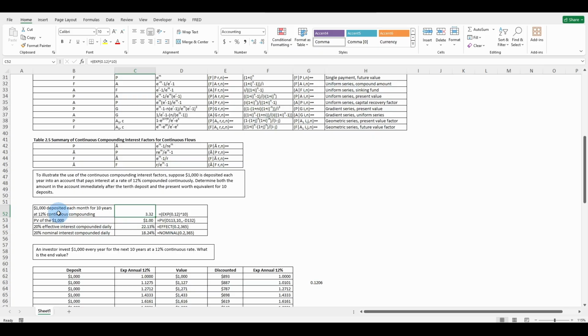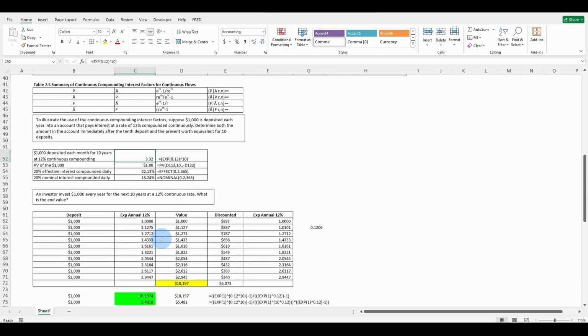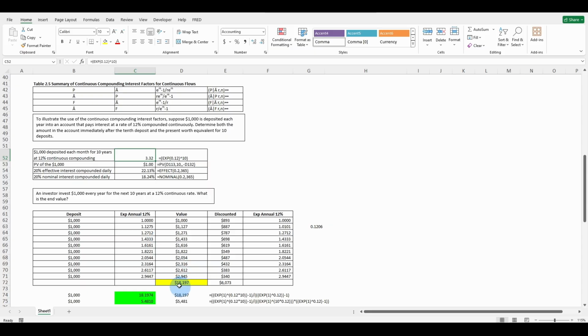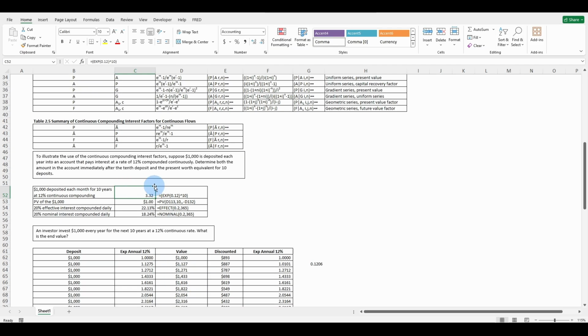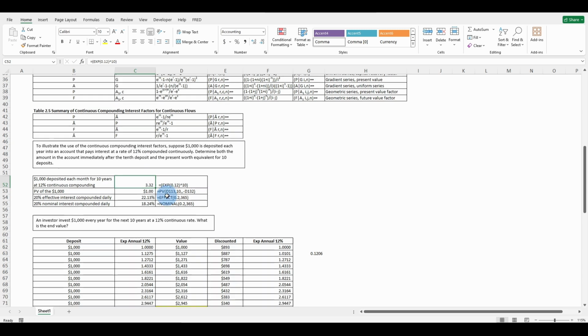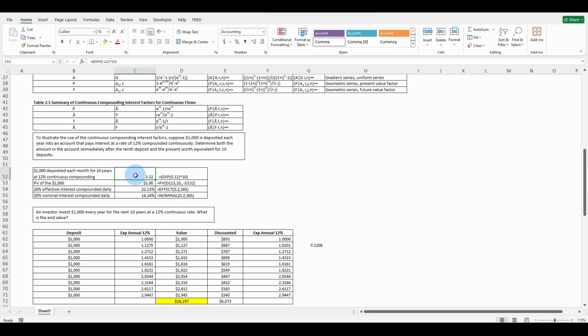All we're doing now is just determining the factor, because $3.32 wouldn't show the value. So $1,000 deposited for 10 years, and I'll show you how this works here in a second. Here it is right here. But I'm just going to break this down. In the event your computer system blows up on you, you can do this manually. This is a present value factor.